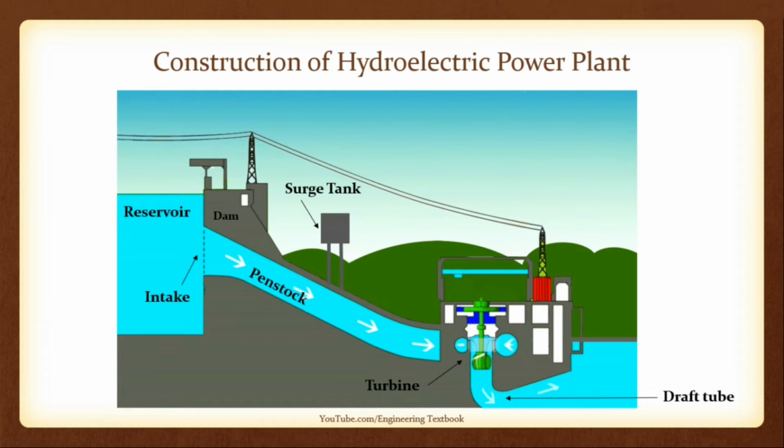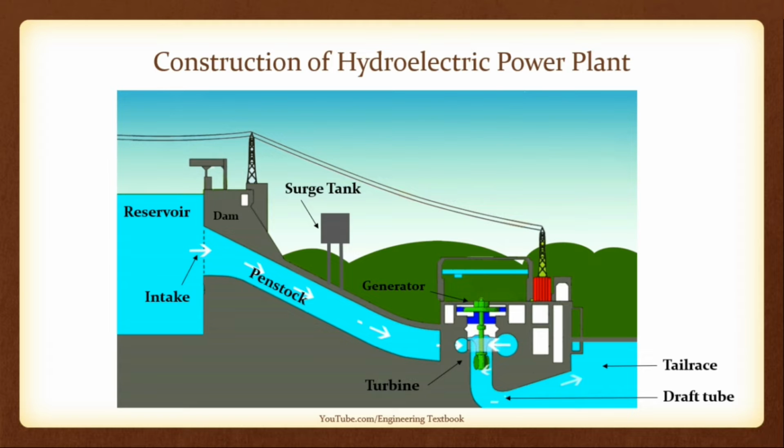Draft tube. A draft tube is a mechanical component which is used for enlarging the area of the pipe for sending the maximum fluid to the other side. Tail race. Tail race carries water away from the plant. Hence, the water is sent to the river.